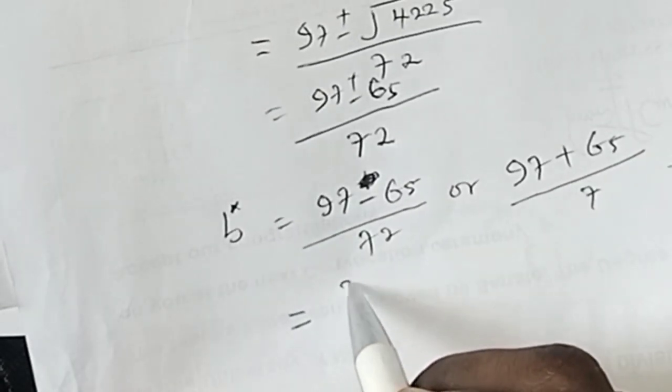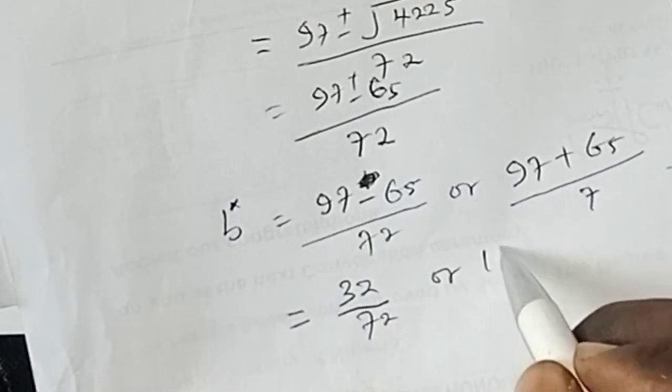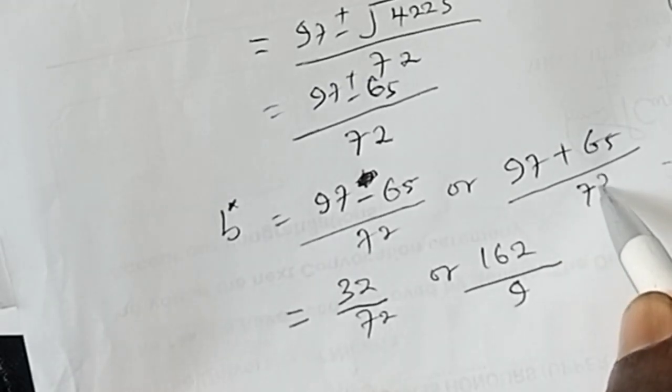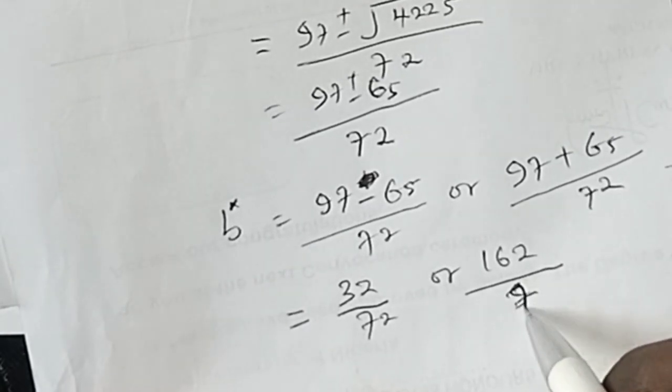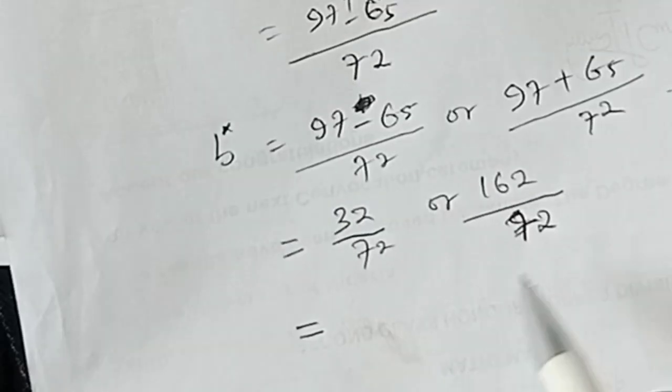This is actually going to give us 32 over 72, or 162 divided by 72. Sorry, this is 72. Okay, divided by 72. Now we can proceed to divide.